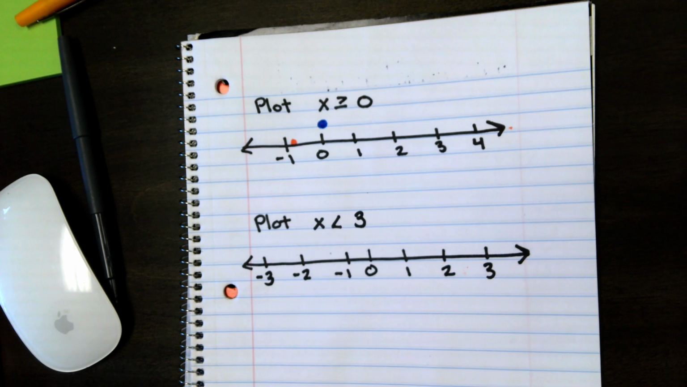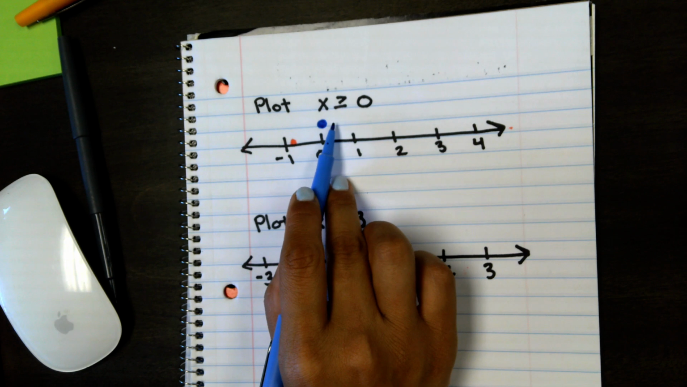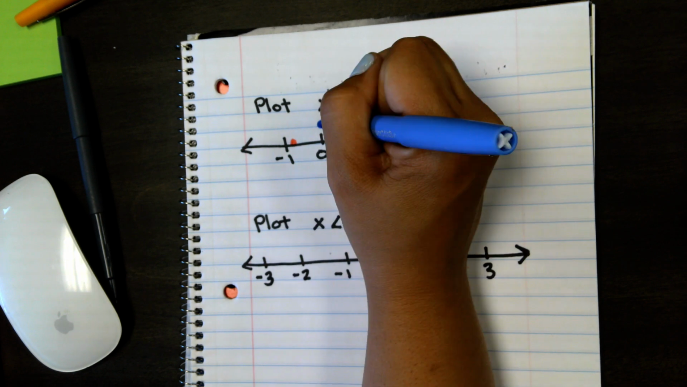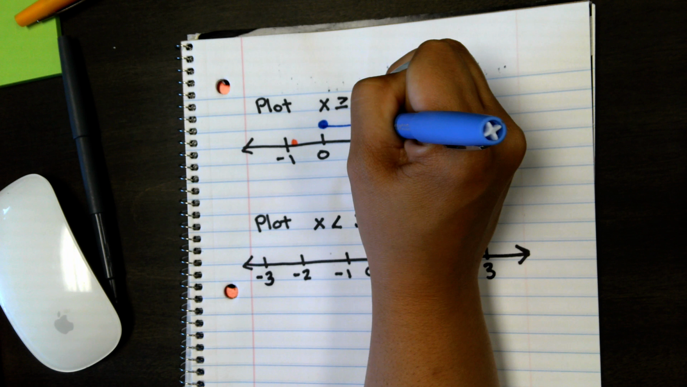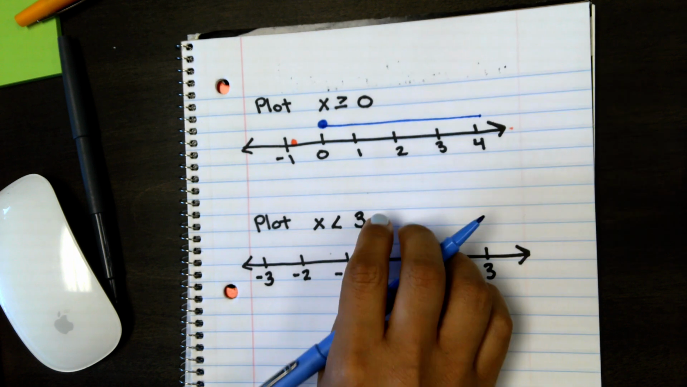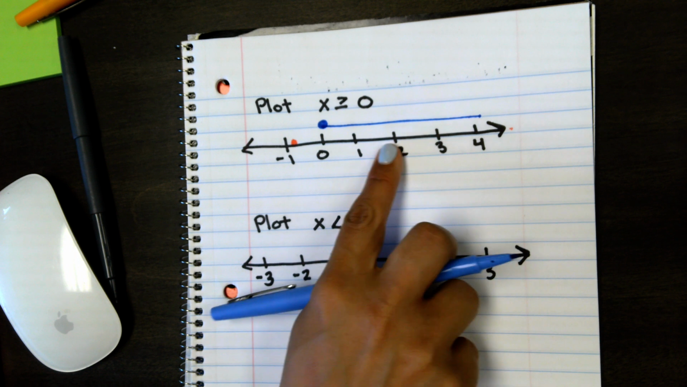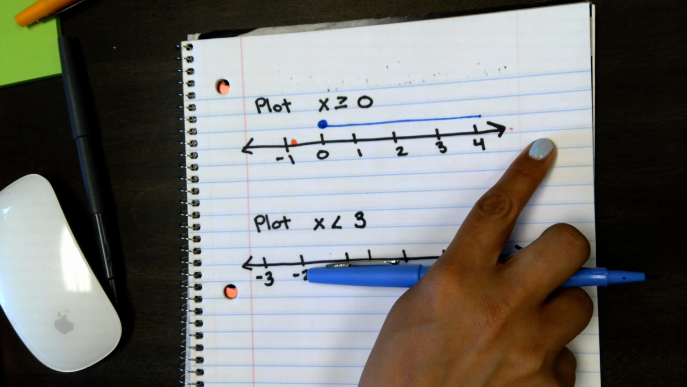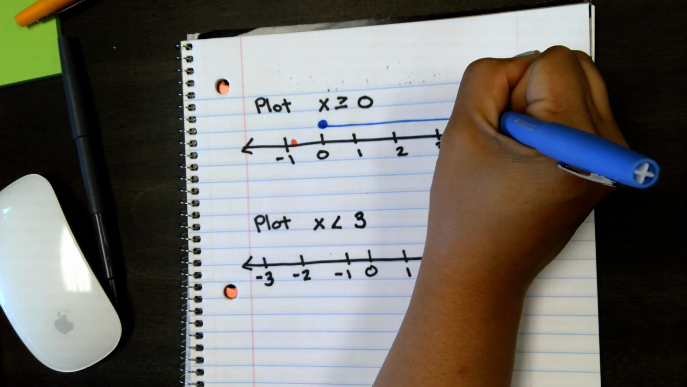Okay. And then, which way should I go? Well, all the values should be greater than 0. So I'm going to go in the direction that's greater than 0. And it includes all of them, even past what I can draw. So how can I show that? Well, just by putting a little arrow.